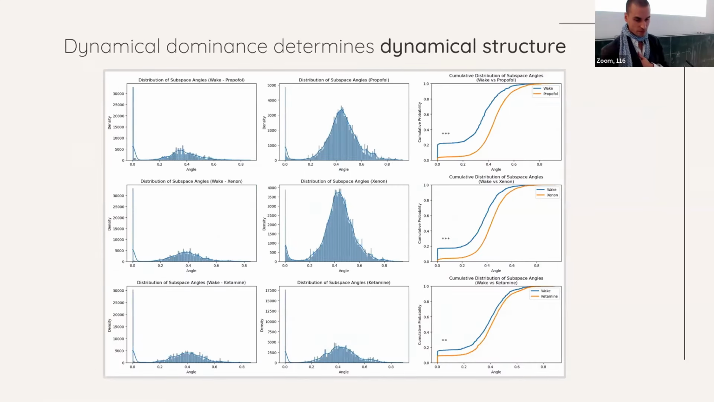So now, if we plot the distribution of similarity matrix values across conditions, we can compare the CDFs of these distributions and we observe significant differences. Even in ketamine and wake, where the structures were similar, we do see structural differences. So I think this is becoming quite important.